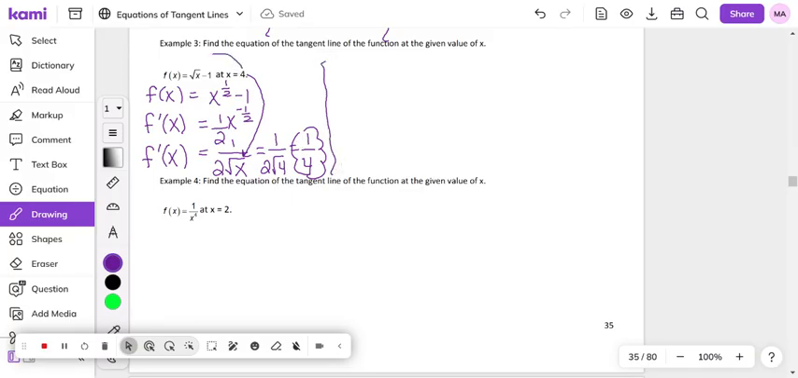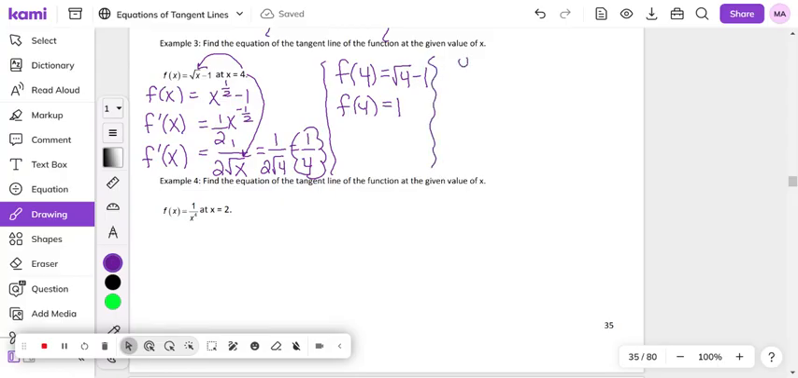Now we're going to also calculate the point. What is the point when x equals 4? So f of 4 equals the square root of 4 minus 1. So 2 minus 1, that's easy. We get the point (4, 1).